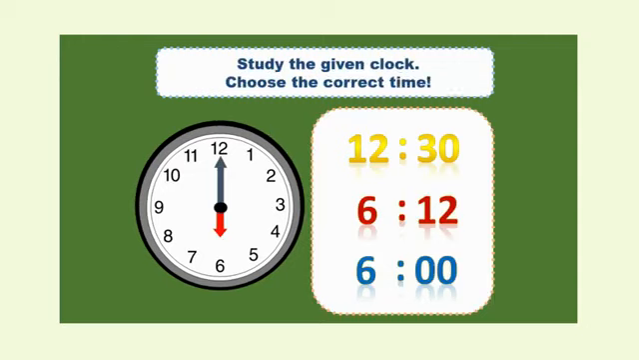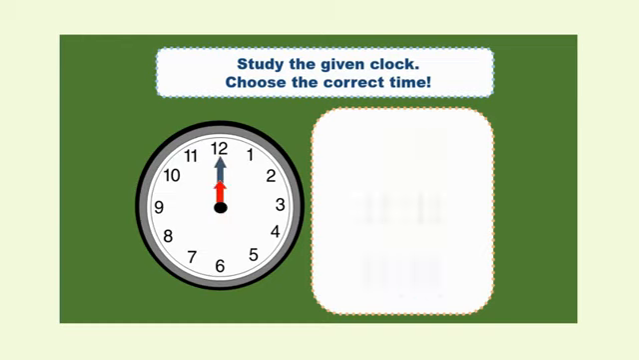Okay, let's look at this. Study the given clock. Choose the correct time. What time can you see on the clock? Is it 12:30, 6:12, or 6 o'clock? Okay, it's 6 o'clock.